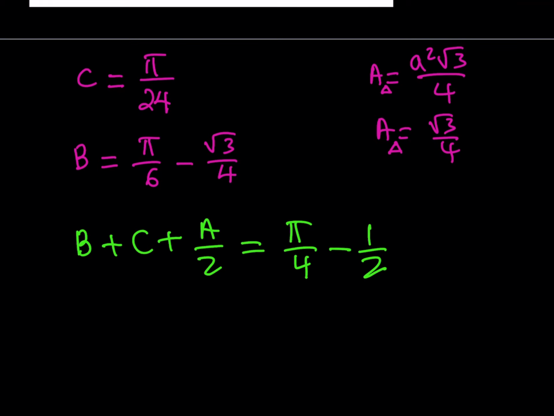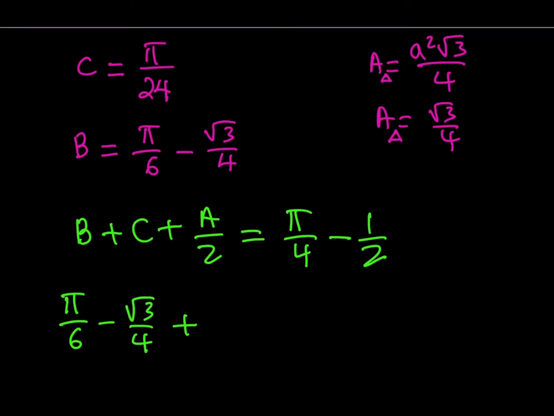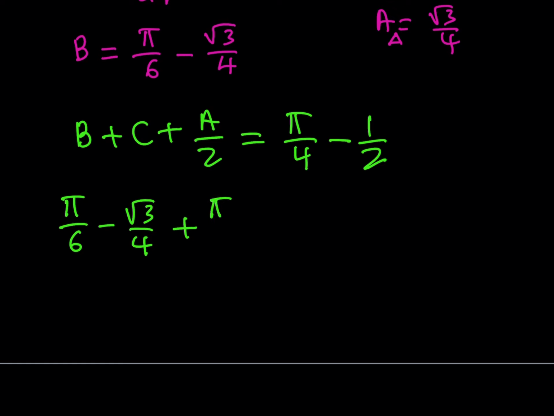Now, how do we put it all together? Well, our goal is to find A, and we do know B and C, so we can just go ahead and substitute. Let's go ahead and substitute everything here. Don't worry about simplifying or making a common denominator, because I'm going to simplify it all at once. So it's going to be pi over 6 minus root 3 over 4. That's B.